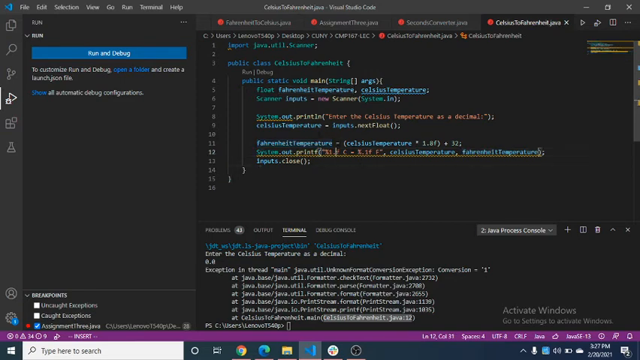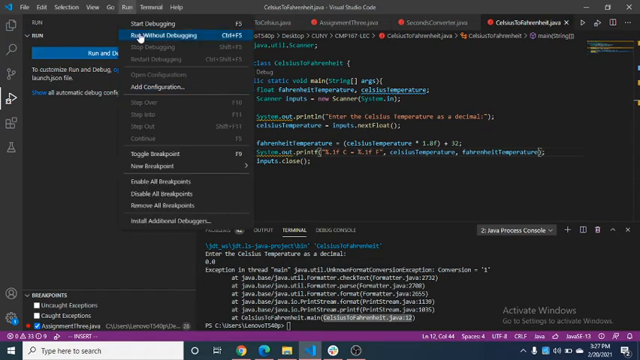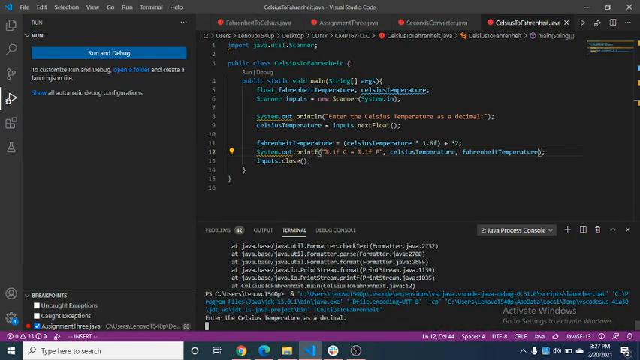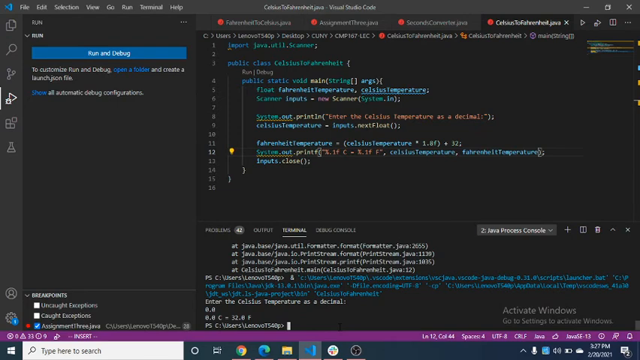I think it's the format specifier. Yeah, this doesn't look right. That's the problem. It should have been dot, how many decimal places, F. So extract, compile, and run it again. 0.0. There we go. So 0 degrees Celsius is equal to 32 degrees Fahrenheit.